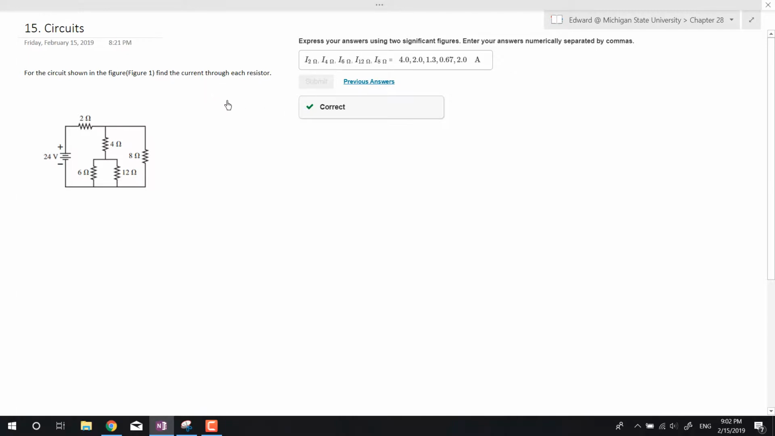Okay, so this is Mastering Physics, Physics 184, and here are the answers already, just in case you guys want to make sure that I'm correct. I want to make sure that my answers are correct. I'm not just being lazy anyways.